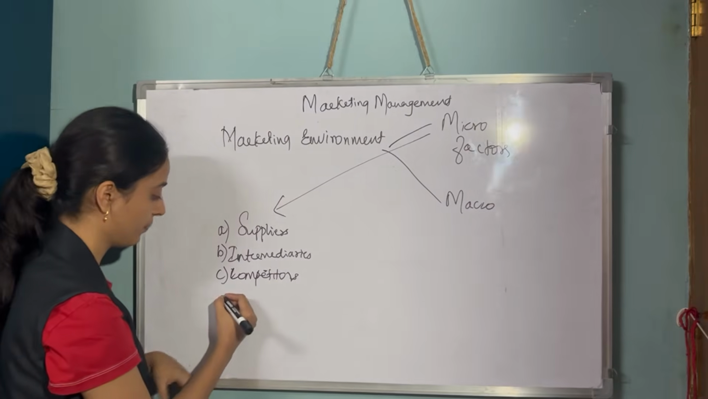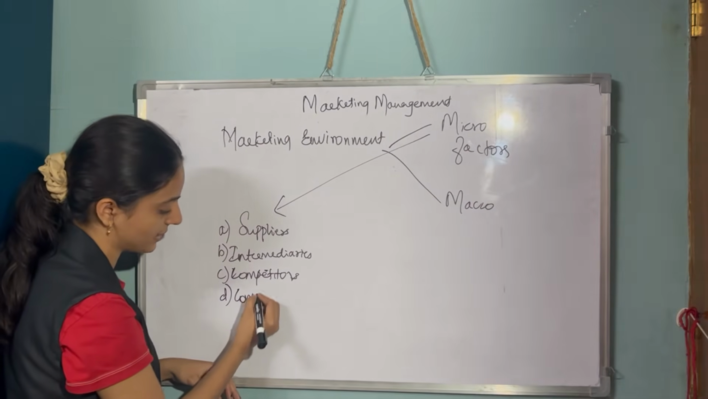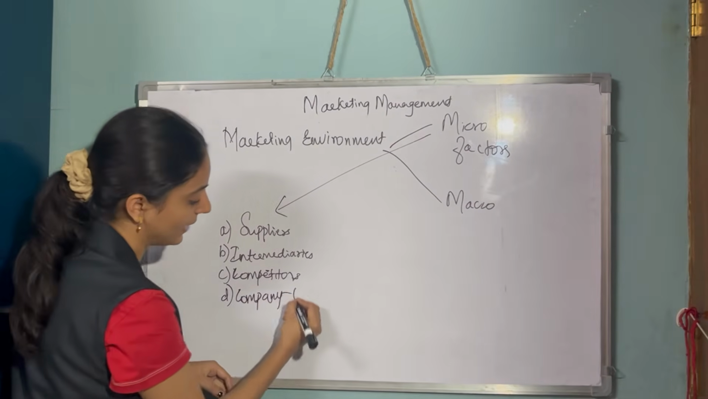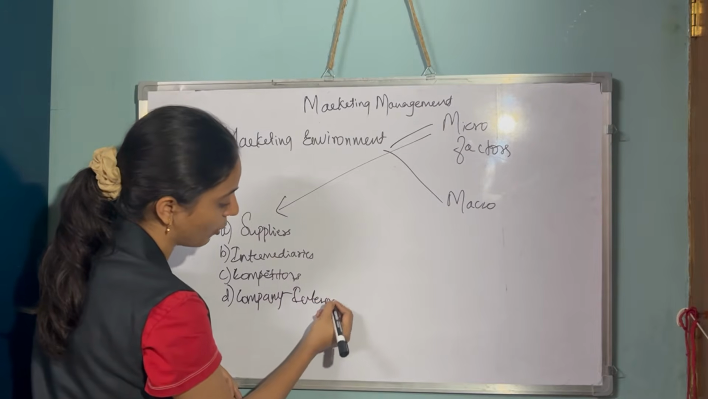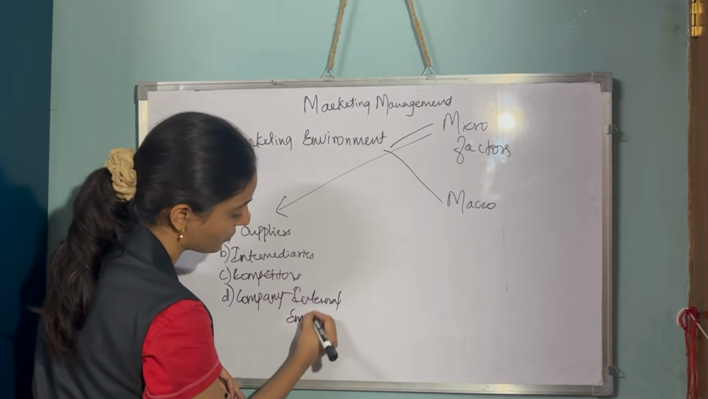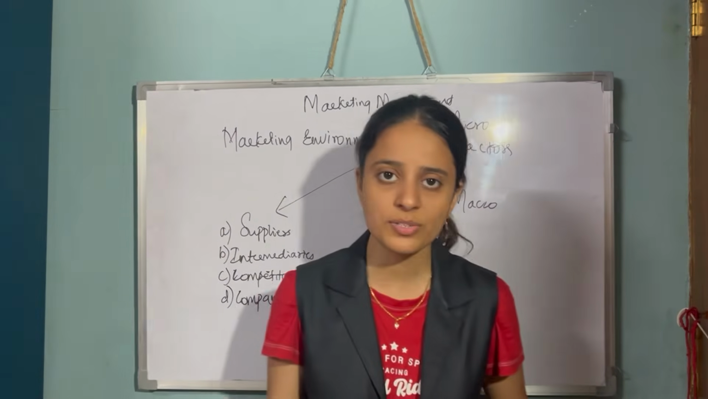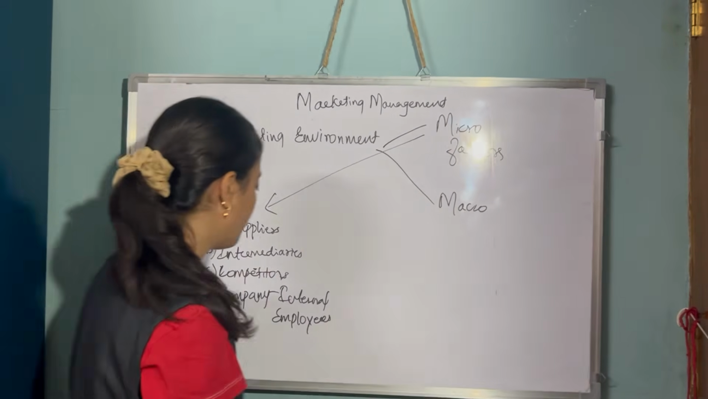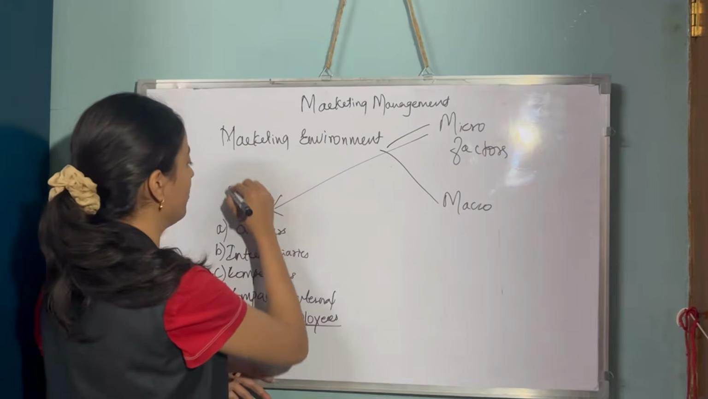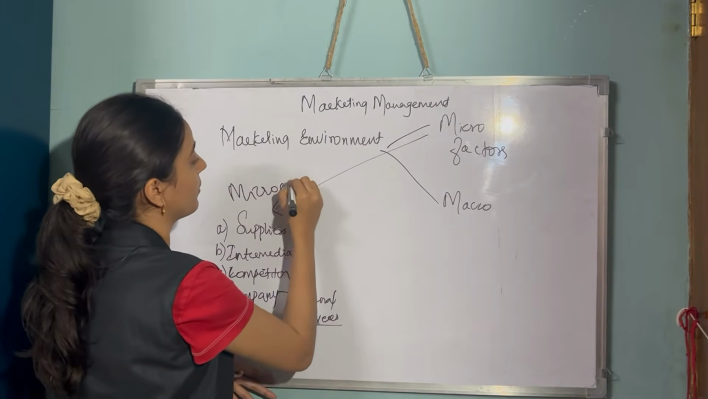And then the company itself. This is something which is very internal. That is, all my employees: if all my employees go on strike, it's going to affect my business. All my activities will stop. So employees also form an important part of the micro environment.